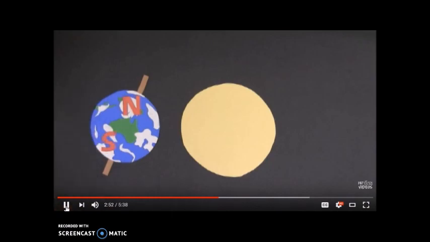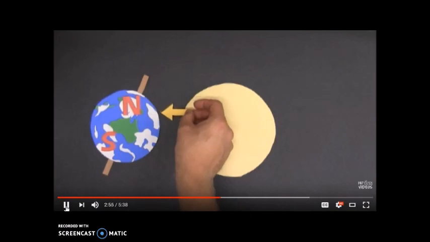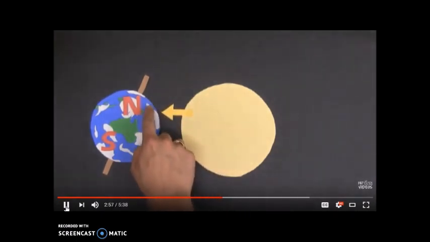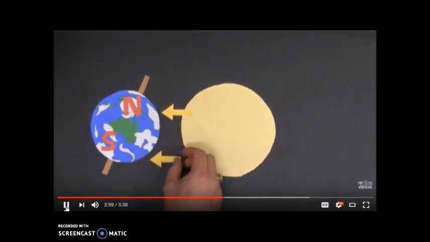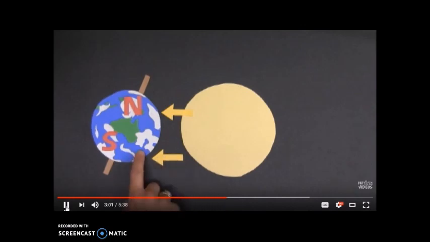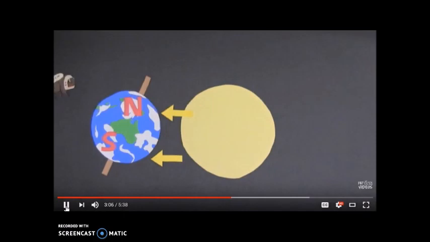When a hemisphere is angled towards the Sun, the Sun's rays hit it directly. That's what's happening in the northern hemisphere here. But when a hemisphere is angled away from the Sun, like the southern hemisphere here, the Sun's rays hit it indirectly. Okay, so what difference does direct or indirect sunlight make?